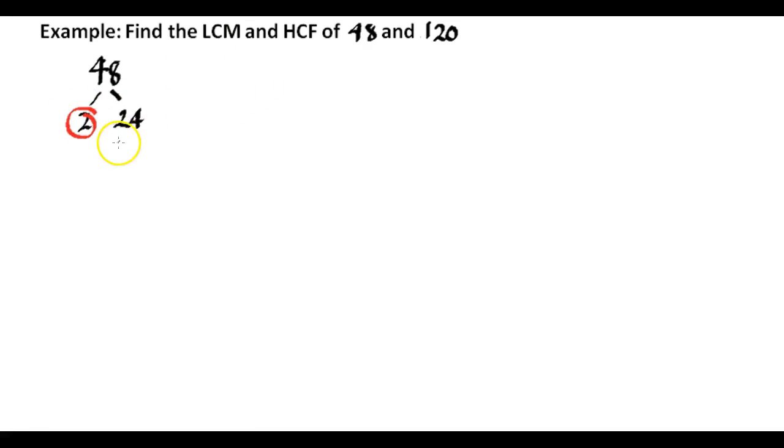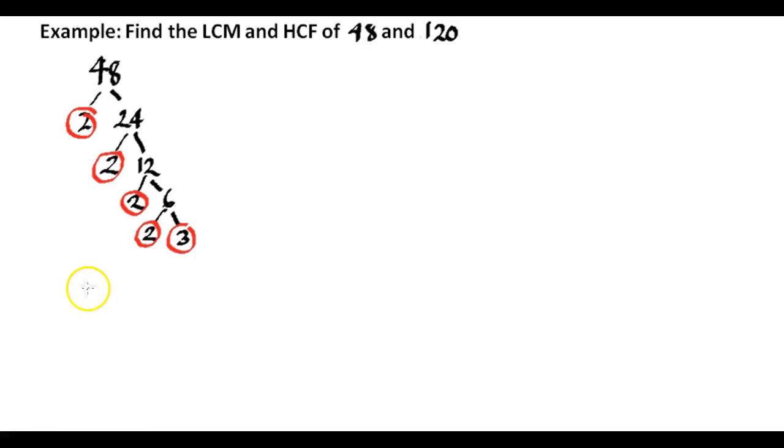2 goes into 24 again. 2 times 12 is 24, so 2 is a prime, so that branch finishes. 2 times 6 will give us the 12, and 2 is a prime, so that branch finishes. And finally, we end up with 6 being 2 times 3. They're both primes. That ends our factor tree for 48.